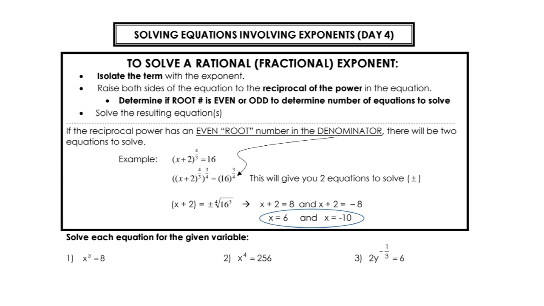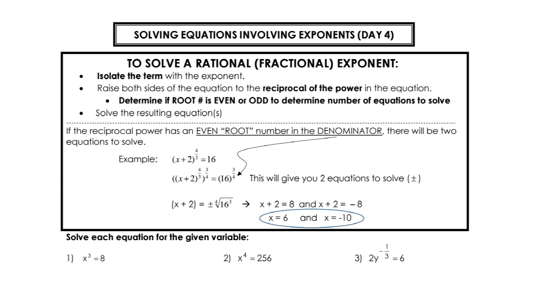Hey guys, we are on Unit 5 and we are doing day 4, and we're solving equations with exponents. You'll see a lot of our exponents on these questions are fractional, so we have to figure out how to solve when we have that situation.